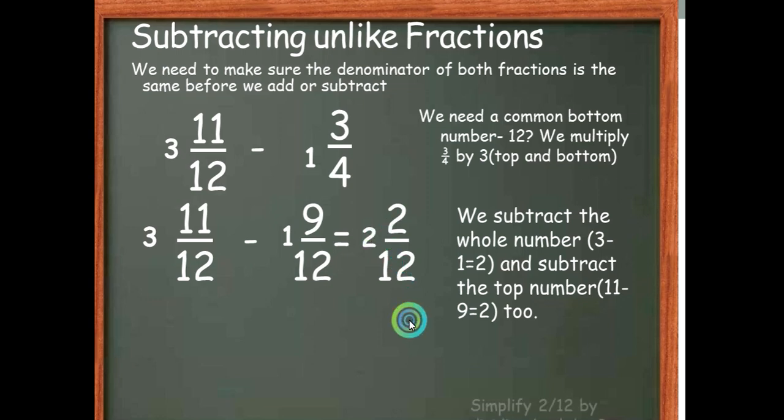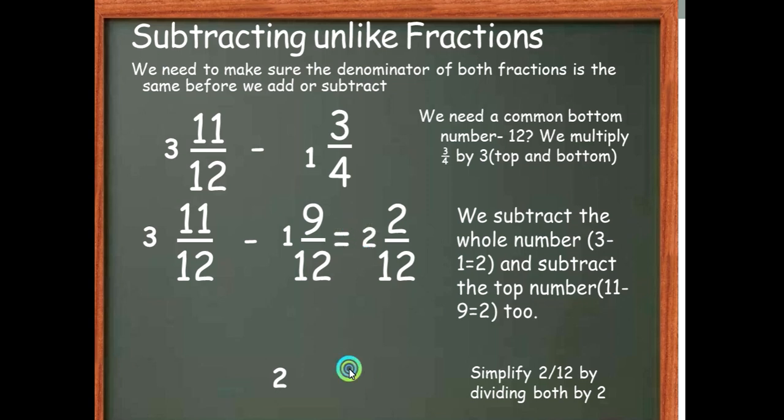Can we simplify further? Yes, we can divide by 2. We divide 2 by 2, 12 by 2. So 2 by 2 will give us 1, and 12 by 2 will give us 6. So our final answer is going to be 2 whole number, 1 over 6.